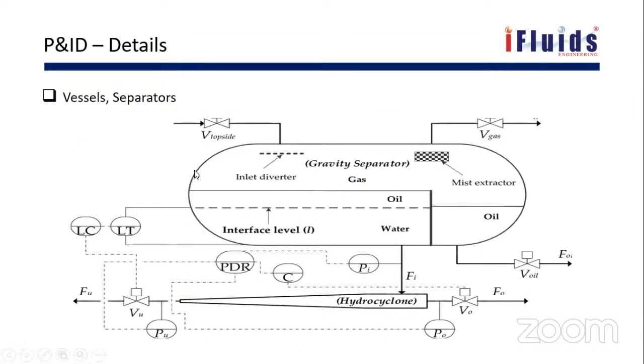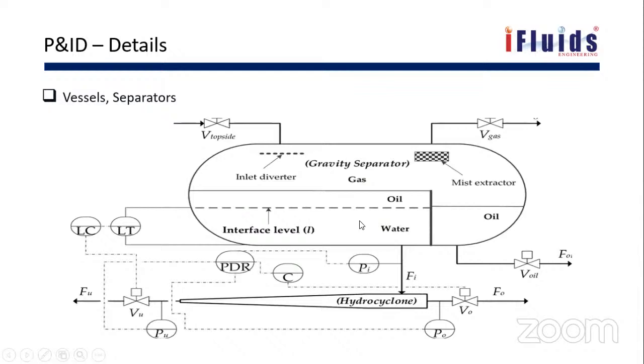Okay, so this is a separator, typical separator drawing. So the incoming flow with the gas liquid will be coming inside, and then the vapor part will be going outside, and then the liquid oil plus water will be separated in the bottom. Water part will be going in the left hand side, and then the oil part will be in the right hand side. So for a separator, that means this is a vessel.